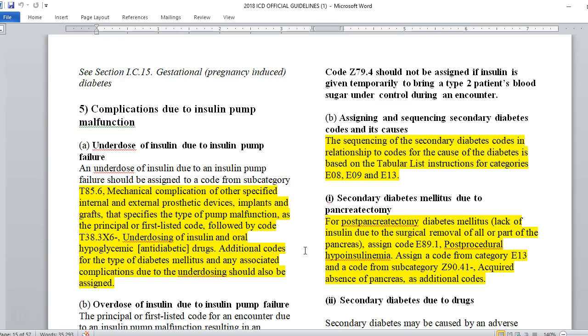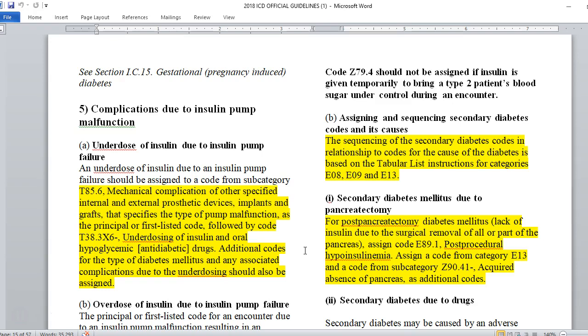And when we have a device, we can have complications due to malfunction. So that's the next set of guidelines, okay? It tells us an underdose of insulin due to an insulin pump failure should be assigned to a code from subcategory T85.6, mechanical complication of other specified internal and external prosthetic devices, implants, and grafts, that specifies the type of pump malfunction as the principal or first listed code, because the first thing that happened is a mechanical complication. Then what happened next?